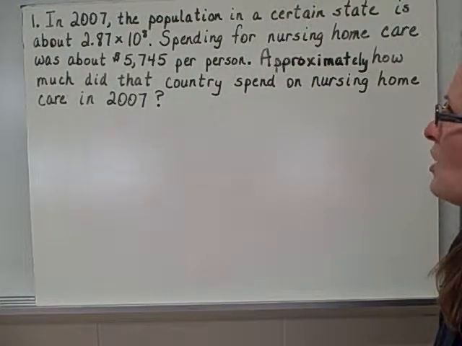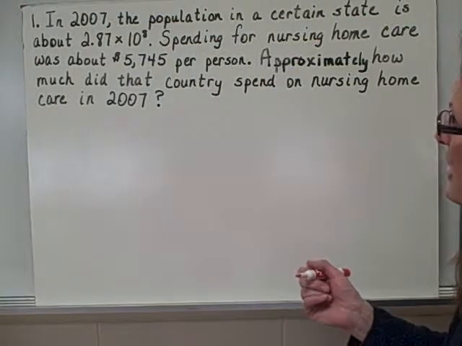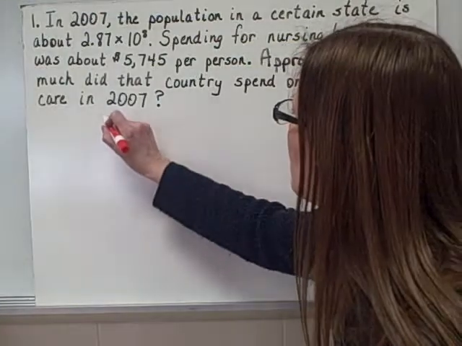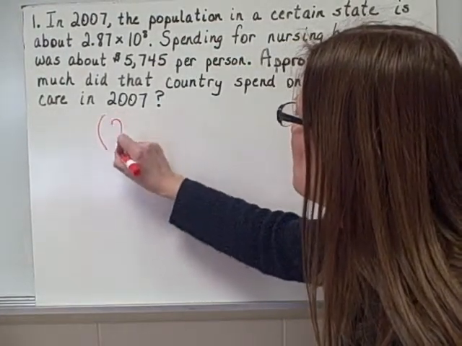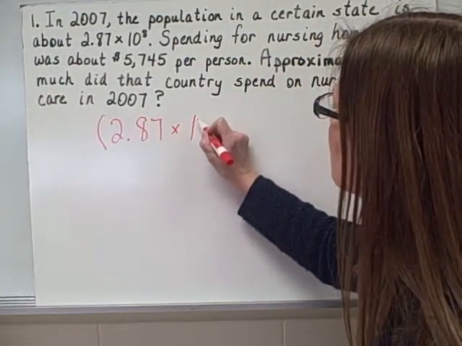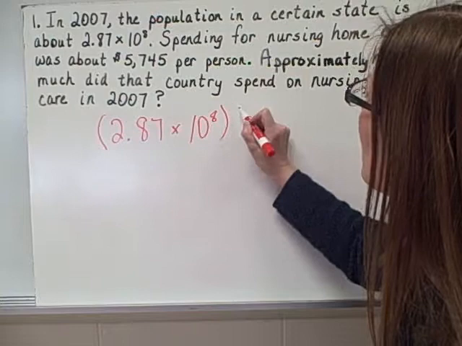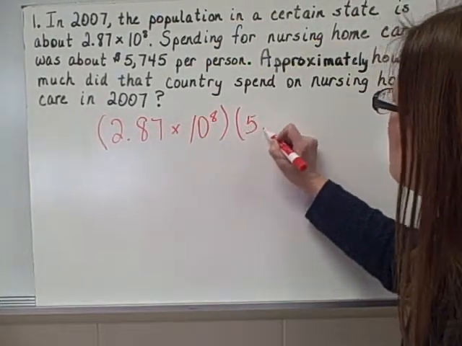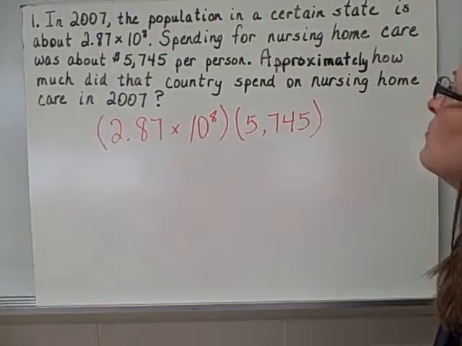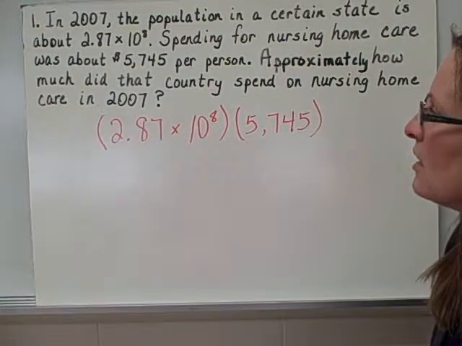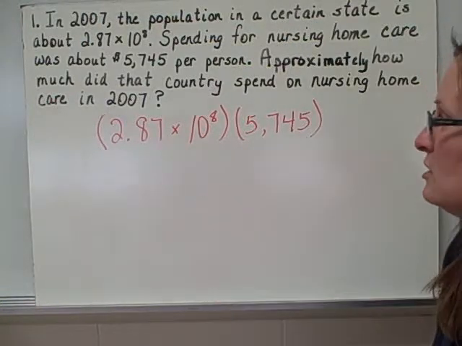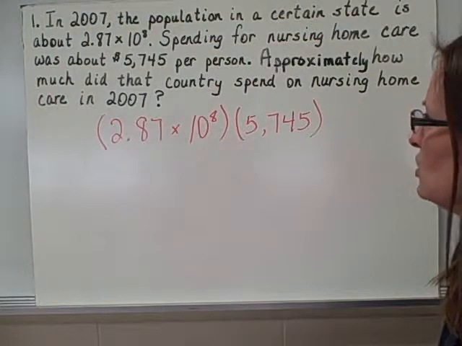We need to figure out a total of money spent. So that is multiplication. And we are multiplying with a scientific notation number. So we're going to take that scientific notation number and multiply to find a total amount of money spent for all of the people in the state. You will notice that the answer choices are in scientific notation. So we are going to work with scientific notation.